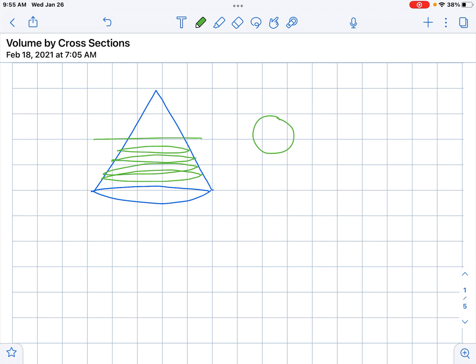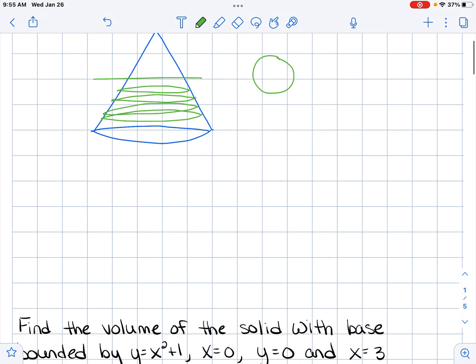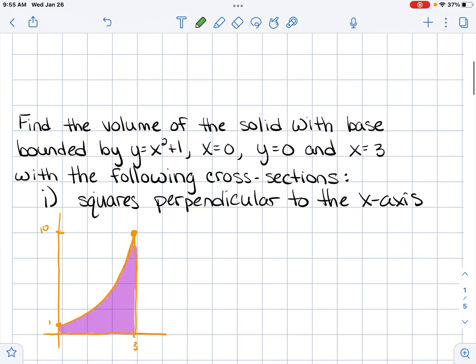So that's one way to find the volume of an object that's maybe not being rotated: if we can find a cross-section, find the area of that cross-section, and then find an infinite number of those. This is the premise of volume by cross-sections. So let's see if we can put this to an example.